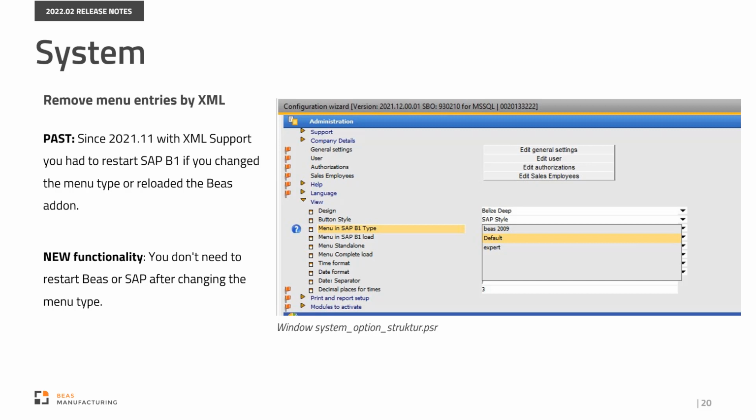Since Beas 2021.11 with XML support, you had to restart SAP Business One if you changed the menu type or reloaded the Beas add-on. Now there is no need to restart Beas or SAP after changing the menu type.